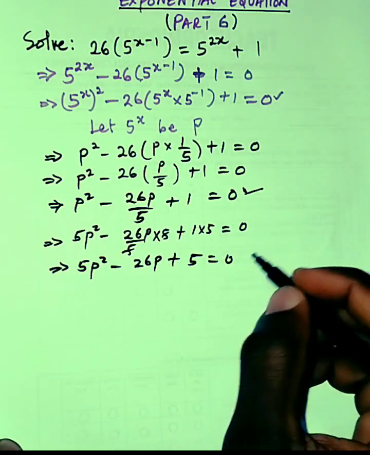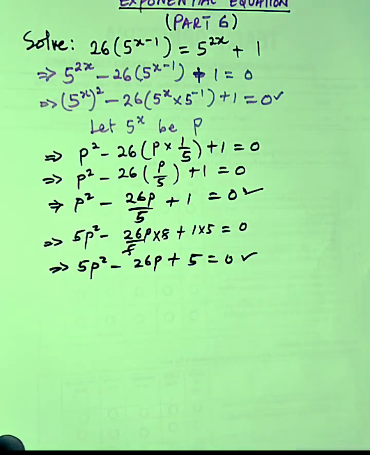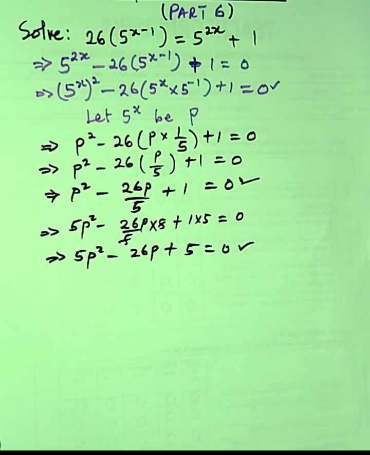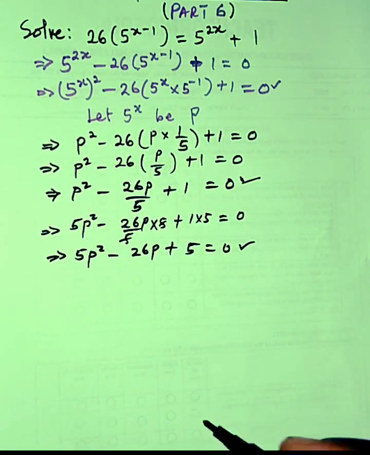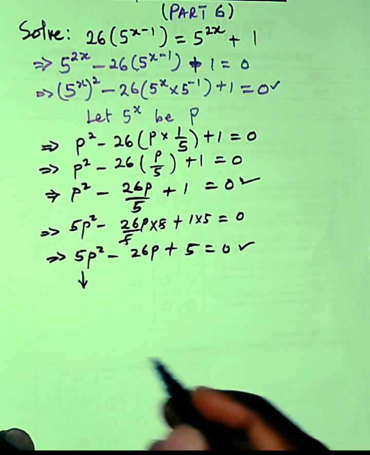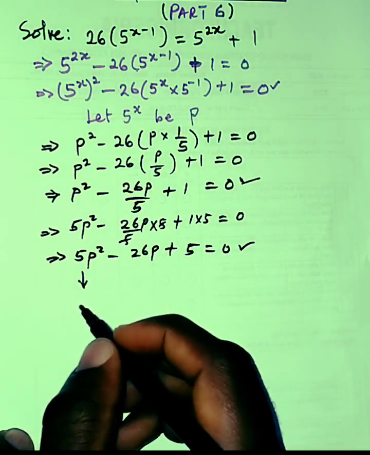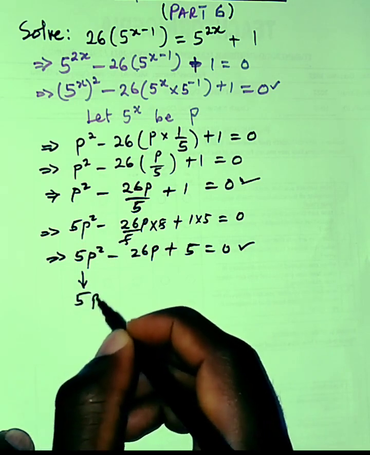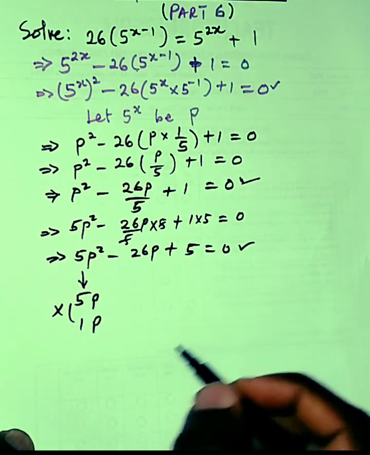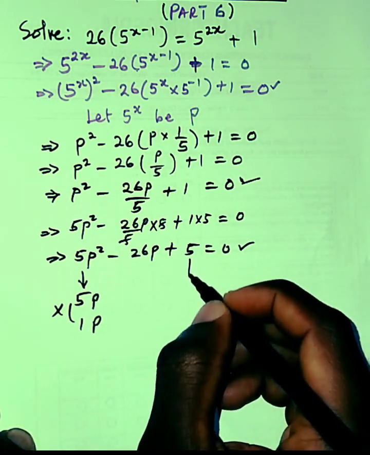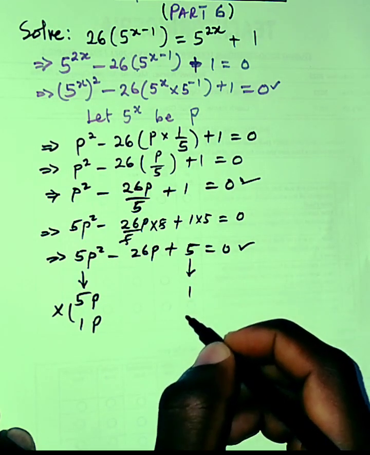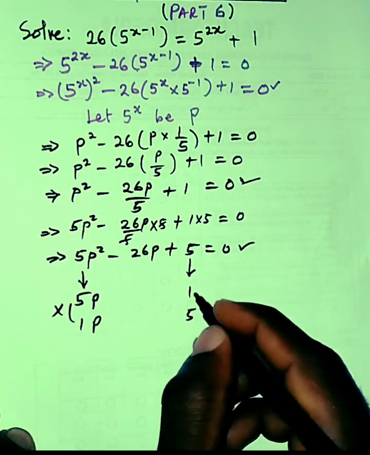So now we have this quadratic equation in terms of p, and we are going to be looking for the value of p. I'm still going to use the magic cross method. I split this 5p squared, the first term of this equation, into 5p multiplied by 1p, which gives 5p squared. And the last term, which is 5, can be 1 times 5.